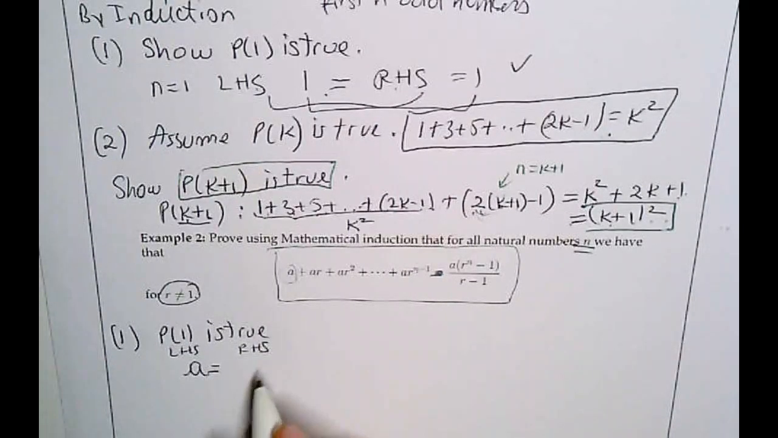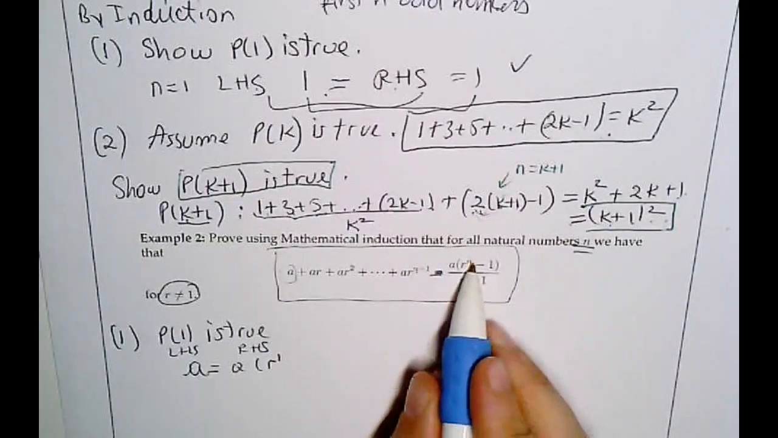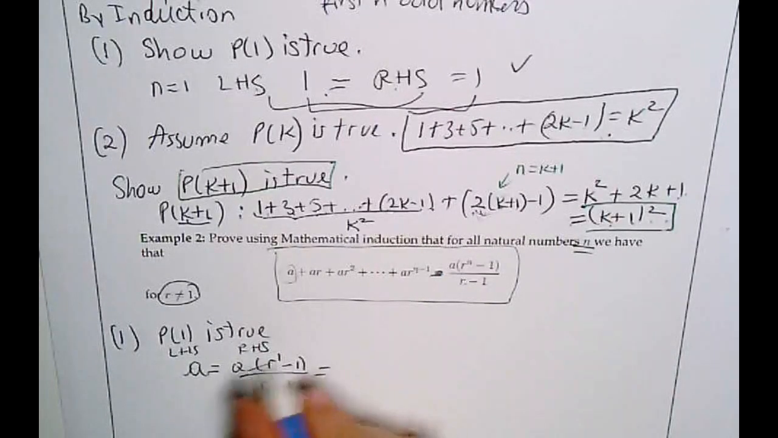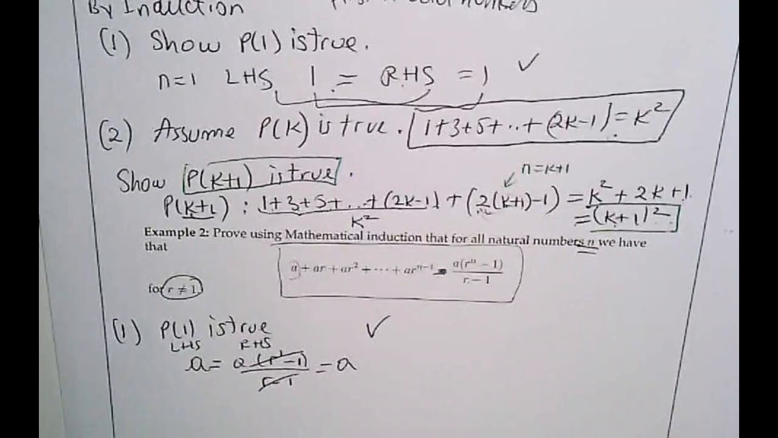On the right hand side I have a times r to the 1, because n is 1, over r minus 1. And this cancels, so I have that it's equal to a. So the statement is true for P of 1.